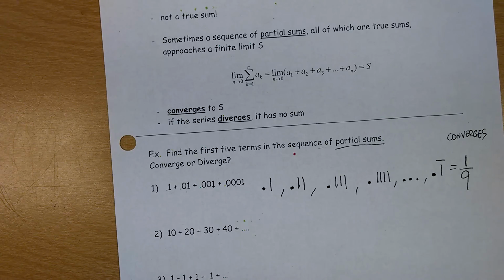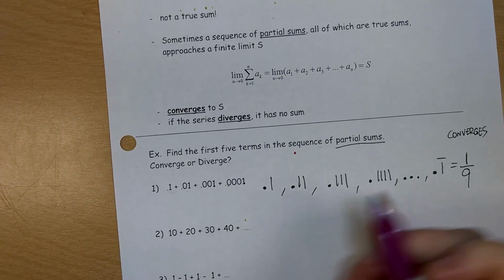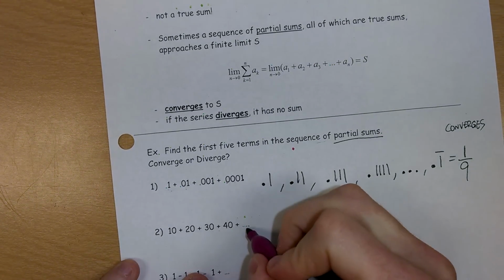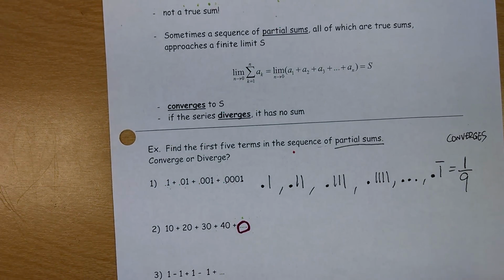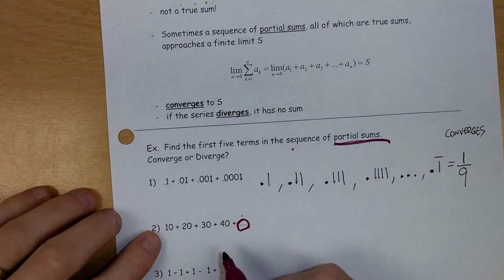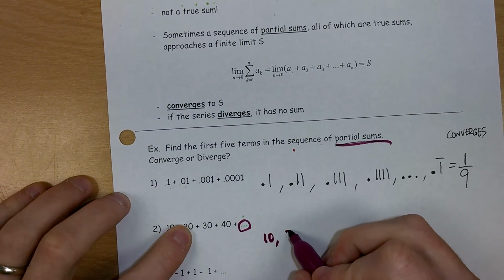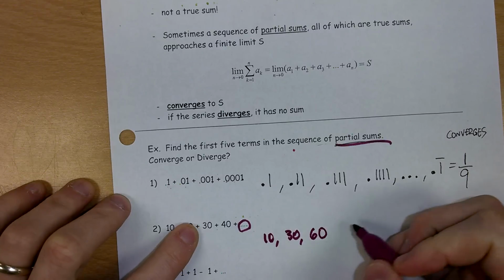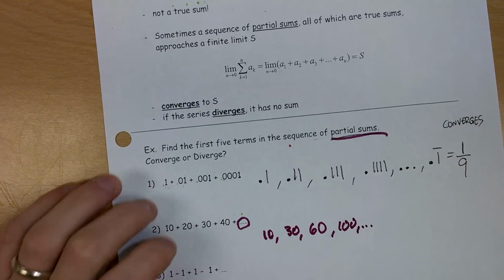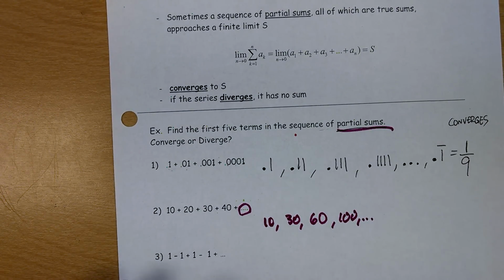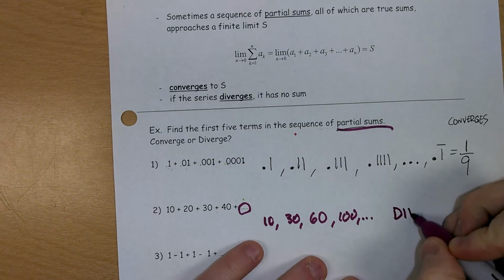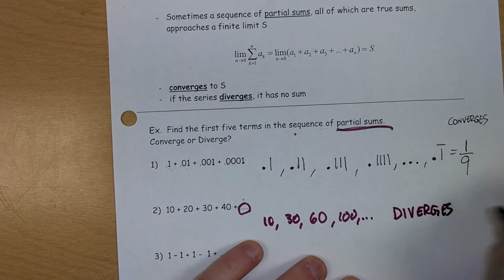All right, let's look at number 2. We've got 10 plus 20 plus 30 plus 40 and so on and so forth. Again, these dots are the key to tell us this is an infinite series, that it goes on without limit. So if we do our partial sums again, first one is 10, 10 plus 20 is 30, plus 30 is 60, plus 40 is 100, and we're never going to stop increasing. We're actually going to continue to increase by a bigger number each time. So it's never going to actually converge on a particular number. So this is an example of a divergent series. It has no sum.